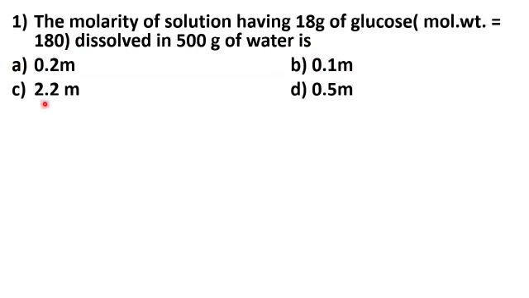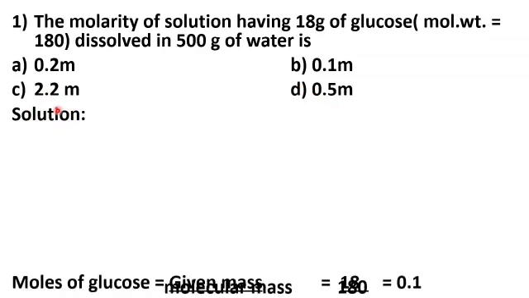First question, the molarity of solution having 18 gram of glucose, molecular weight is equal to 180, dissolved in 500 gram of water is option A 0.2 molar, option B 0.1 molar, option C 2.2 molar and option D 0.5 molar. Let me show the solution for this.